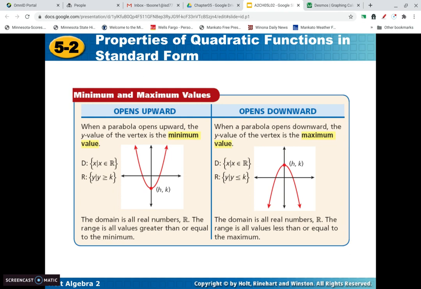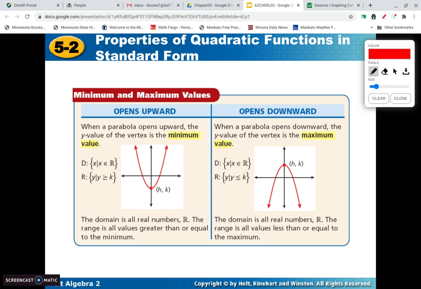All right, now a couple things that we should know is that if the parabola opens upward, the vertex is the minimum value, and it's the y value that we talk about. And with parabolas, as we talk about the domain, those are the input values. You can put anything you want in there; it's all real numbers. For the range, though, it's the outputs, it's the y's.